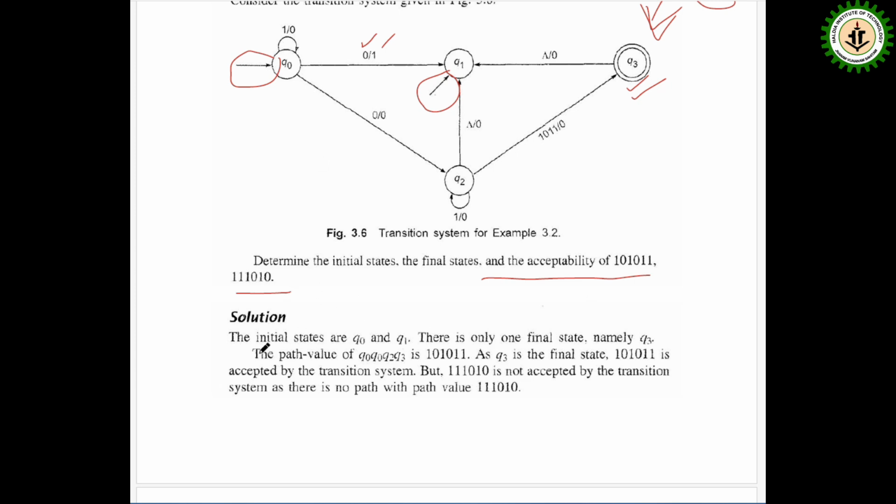As you can see here, the initial states are Q0 and Q1, that is, the states with a single arrow pointing towards them. There are two circles on state Q3, so Q3 is the only final state, namely Q3.